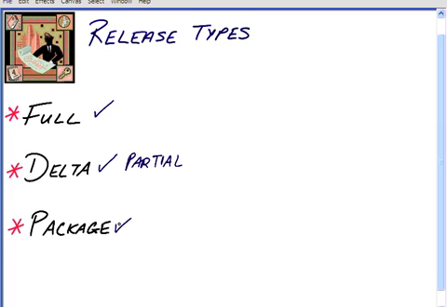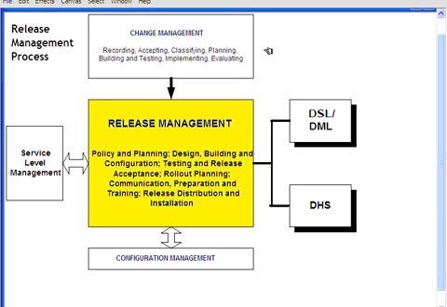So again, to reiterate, a full release is all the components of the release unit being built, tested, and distributed entirely, including components that were not changed. A Delta or partial release only includes changed hardware and software components. This could even be an emergency fix or a temporary fix. And a package release is a bundle of full and or Delta releases of related applications and infrastructure that are typically released over longer time intervals. And again, Microsoft Office is a perfect example of what a package release would be.